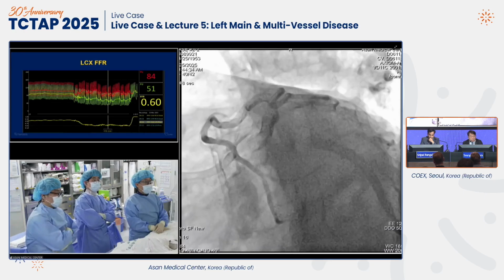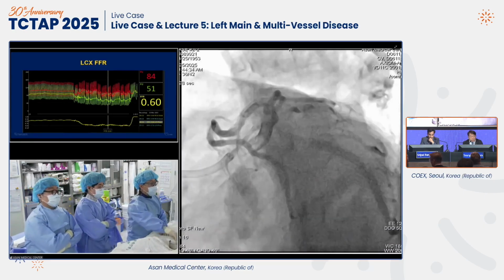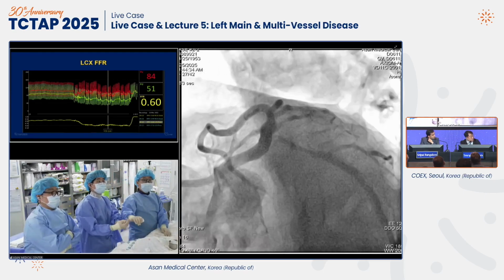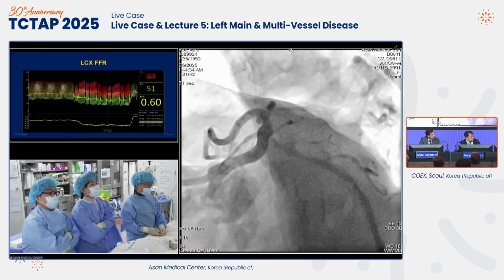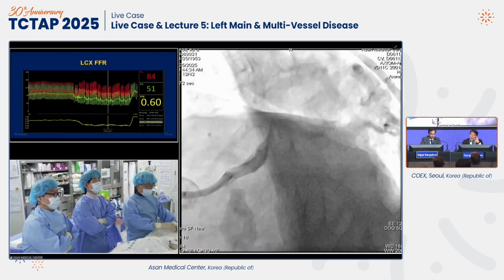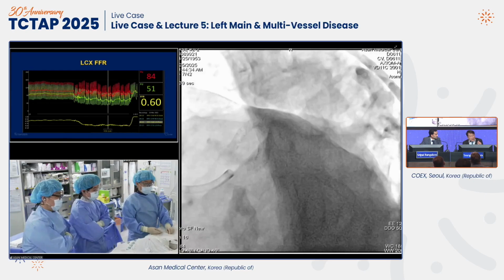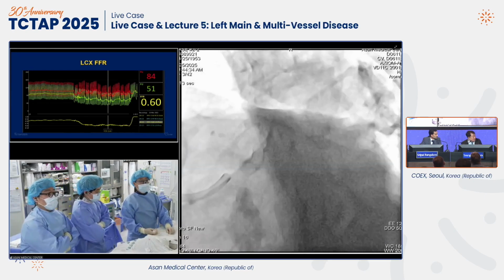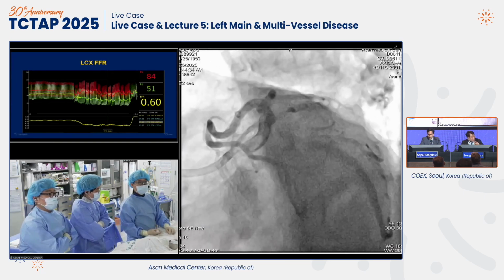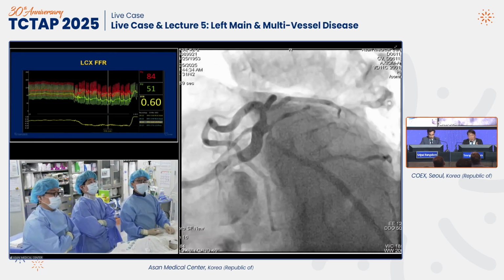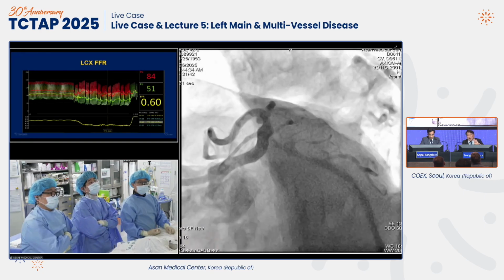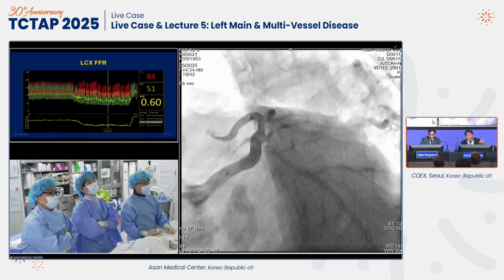Okay. Any discussion from the moderator and the panel? This is a complication of the stent procedure. Yeah. All right. Anyway, I want to let you know, FFR is representative of ischemia, right? And depending on the cutoff value, 0.6 is very low. We have some data. Up to 0.65 is related to hard endpoints, such as MI.